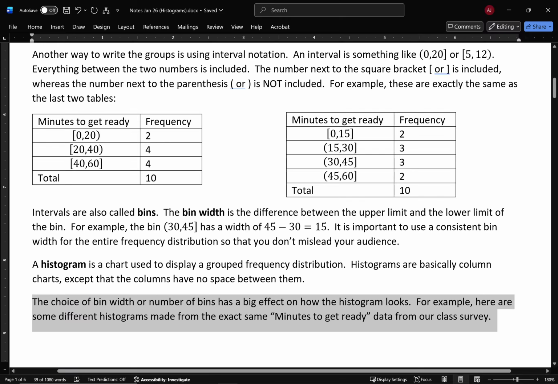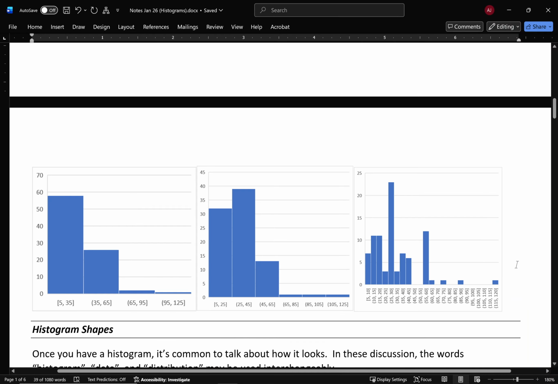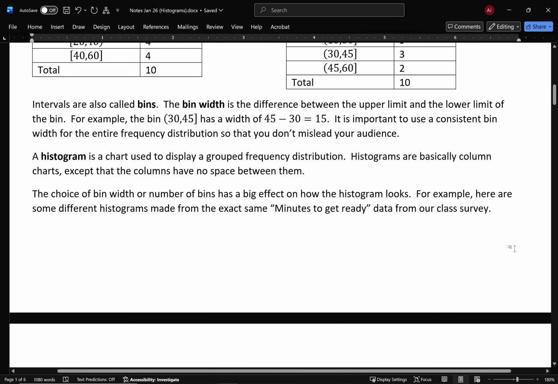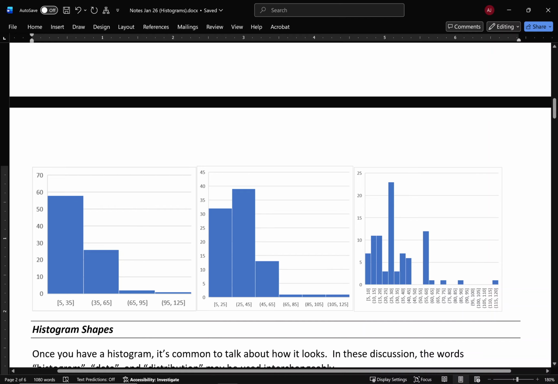And then the choice of bin width or the number of bins has a really big effect on how the histogram looks. And there's no one single right answer for how many bins you should use or how wide you should make them. There are some rules of thumb, none of which are really that great. I don't even want to teach you guys one rule of thumb because honestly, you should just try some different histogram bin widths and see what best summarizes the data.